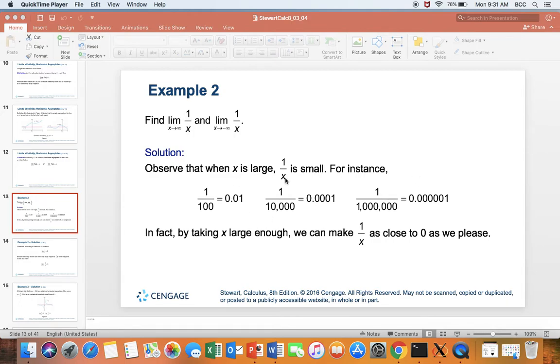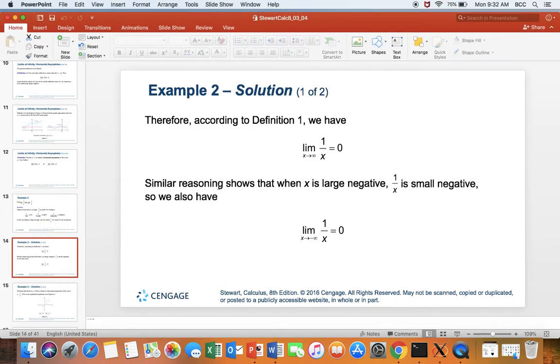Okay? For example, when x is 100, 1 over 100 is 0.01. When x is 10,000, 1 over 10,000 is 0.0001, and so on. In fact, by taking x large enough, we can make 1 over x as close to 0 as we please. All right? Therefore, we have the limit as x approaches infinity of 1 over x equals 0.